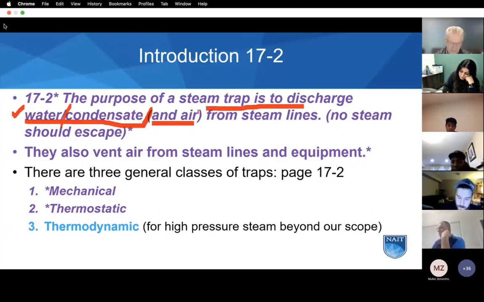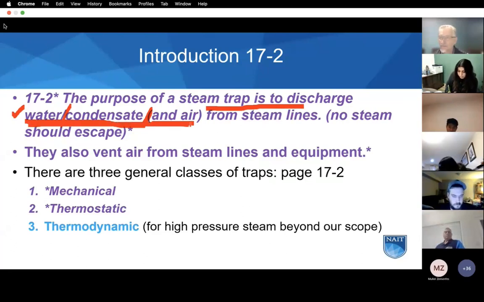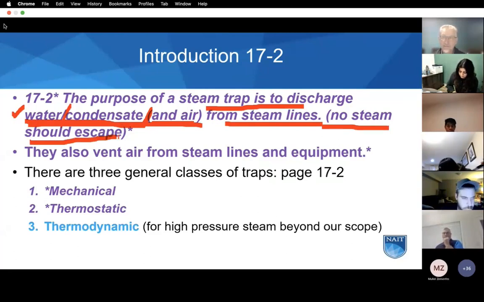And this whole chapter is specific to steam piping. Okay, this applies to steam in a pipe. What we need to do to prevent steam hammer. And what we need to do to prevent steam hammer is we need to discharge the water and air from any steam line, any steam equipment, and keep the steam in. So we're keeping the steam in, getting rid of the water.